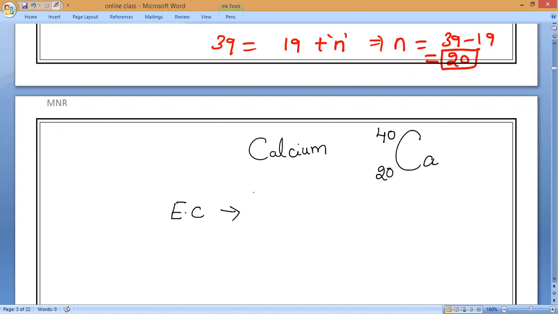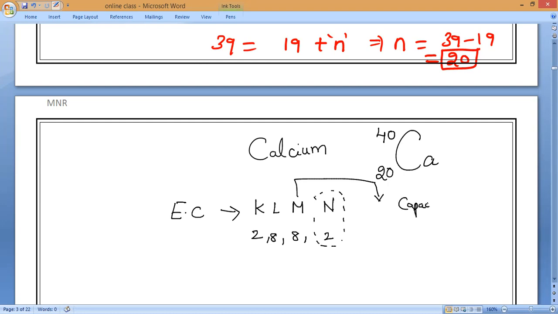So electronic configuration, tell me everybody fast. K, L, M and N also will come. So what is the electronic configuration? You know, 2, 8, 8, 2. So like this it will come. Sir, how, sir? Because in the M shell, what is the maximum capacity? 18, sir. Why can't we write 10 in M? Why can't we write it?